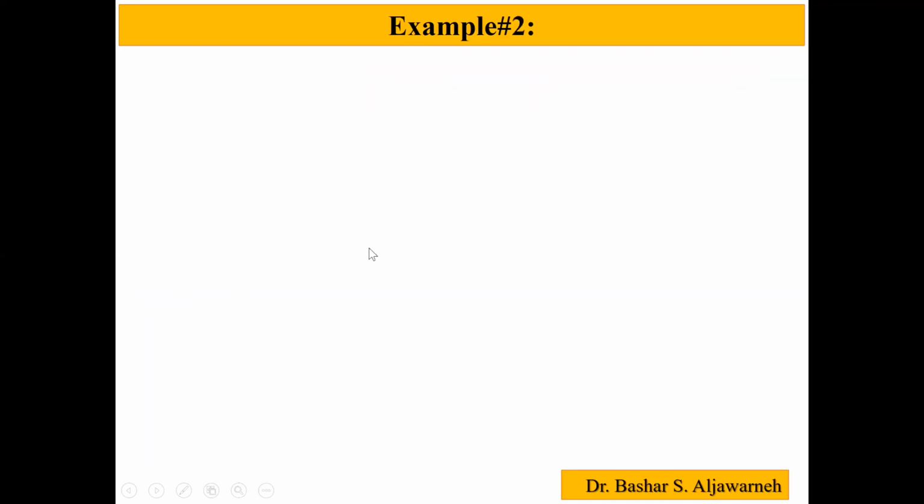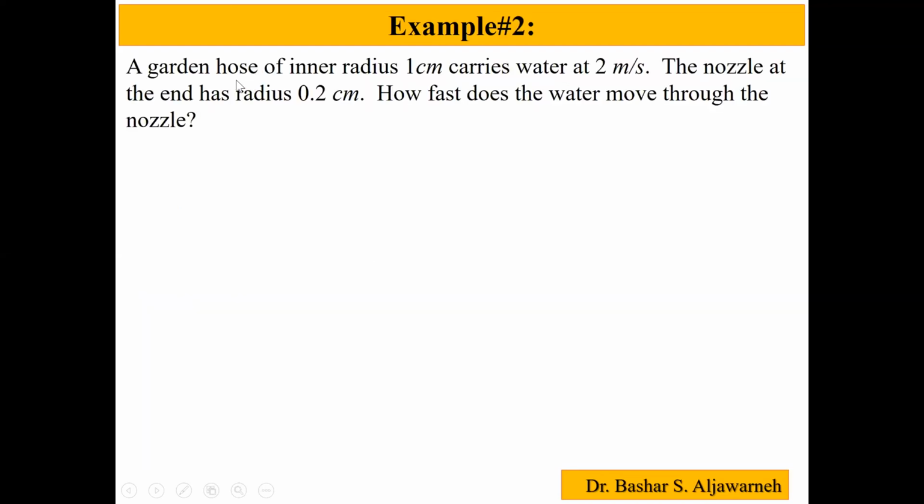Second example: a garden hose of inner radius 1 centimeter carries water at 2 meters per second. The nozzle at the end has a radius of 0.2 centimeter. How fast does the water move through the nozzle?